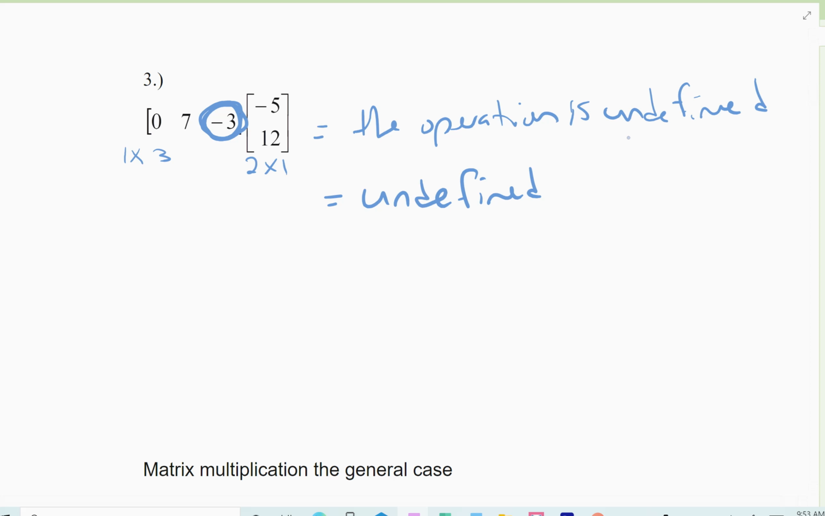It's not defined. I have to have the same number in my row as I do in my column. Right? If I've got 3 numbers in my row, I have to multiply it by a column with 3 numbers in it. And so I can't do the operation. So we say the operation is undefined, or we shorten it by simply saying it is undefined. All right, so that's the simple case. We'll get to the general case in the next video.